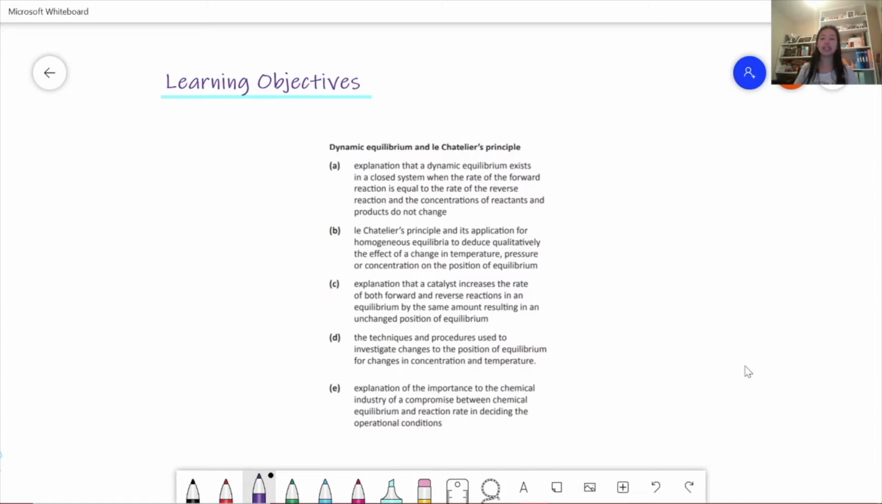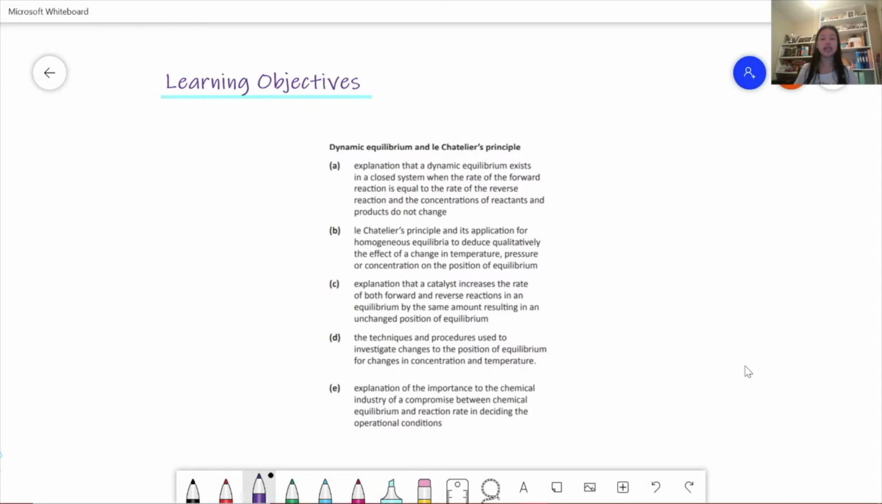Today we're going to be learning about dynamic equilibrium and Le Chatelier's principle. So these are our learning objectives. Firstly, to explain that a dynamic equilibrium exists in a closed system when the rate of the forward reaction is equal to the rate of the reverse reaction and the concentrations of reactants and products do not change. And then Le Chatelier's principle and its application for homogeneous equilibria to deduce qualitatively the effect of a change in temperature, pressure, or concentration on the position of equilibrium.